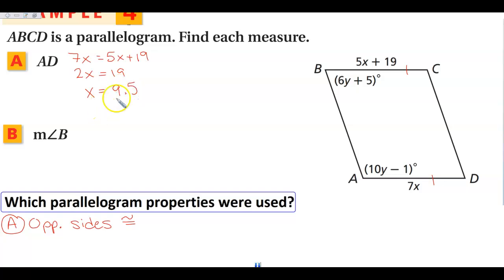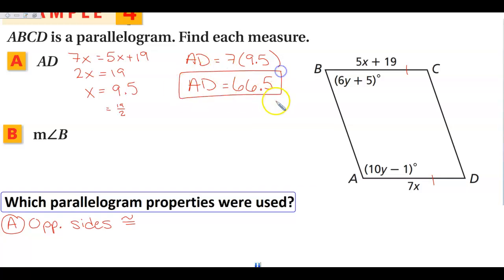If I was leaving this as it was and I just wanted x, I would probably want you to leave it as 19 over 2. Okay, but since we're going to actually plug it back in, I will let you do 9.5. All right, so for AD, it's going to be 7 times 9.5 because it is 7x. And this is going to give me 66.5. Okay?